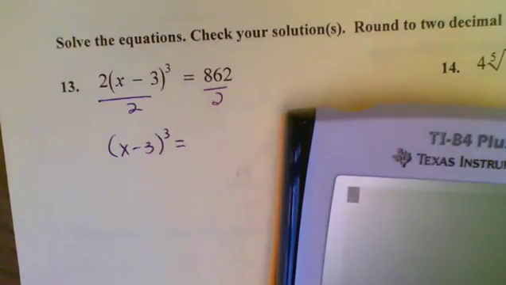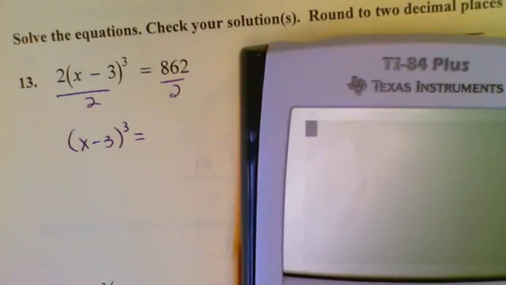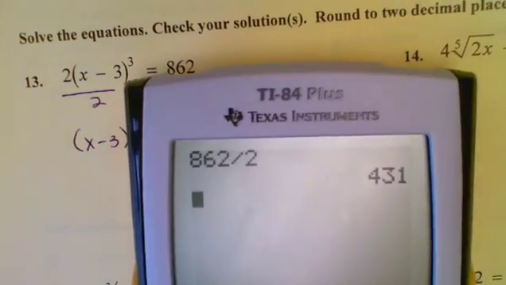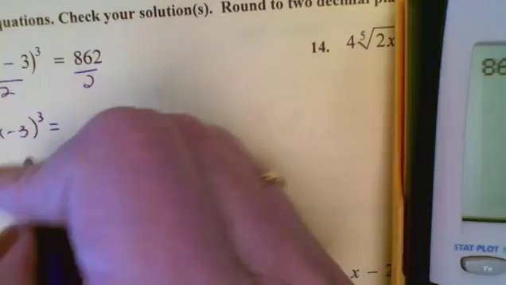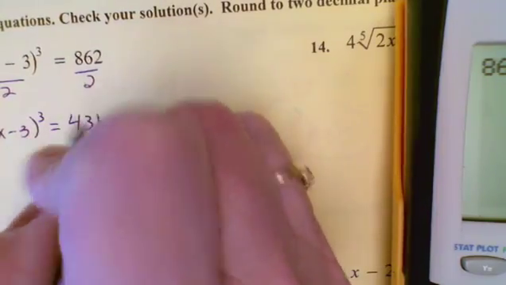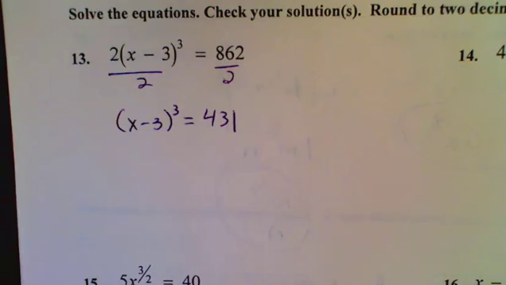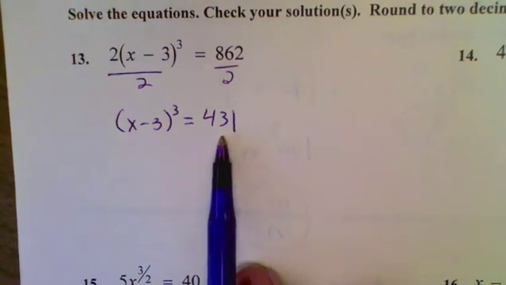Don't be afraid to use your calculator. Don't be afraid to take 862 divided by 2. Even if you think you know the answer, it might be helpful to make sure you try it. So I get 431. All right, so that's worth a point, half a point, something that I know that you divided by 2.